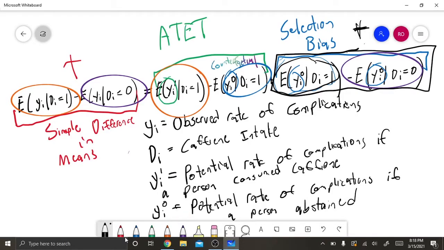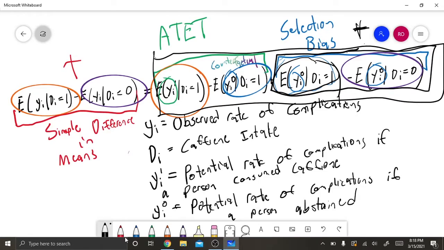Because this term, the rate of complications among the people who drank coffee, had they not been drinking coffee, is actually lower than the observed rate of complications for people who didn't drink coffee. The counterfactual is actually lower than the observed. And that's going to bias our whole expression, this whole thing here. That's going to bias it upwards, which means that this is an overestimate.